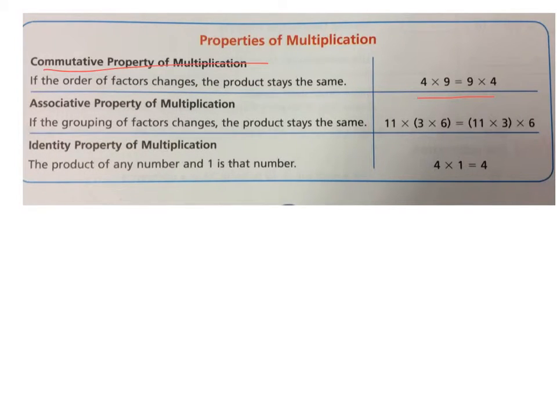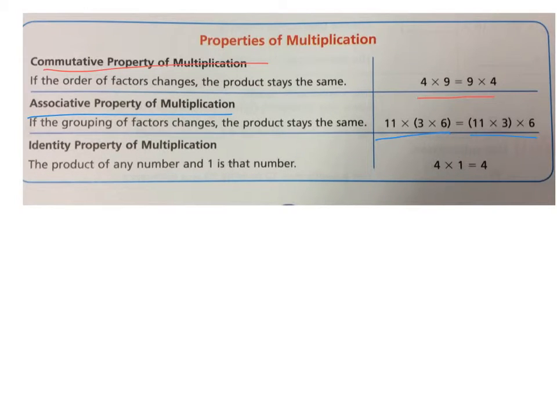Then there's the associative property, and we know that that deals with grouping. So we know that if the grouping of the factors changes, the product still stays the same. So if I do 11 times, and then in a group, 3 times 6, that's the same as if I first group 11 times 3, and then times 6, right? If I first do this table group plus Rashika versus that group plus Joseph, it's the same, right? In the end, the result is the same.